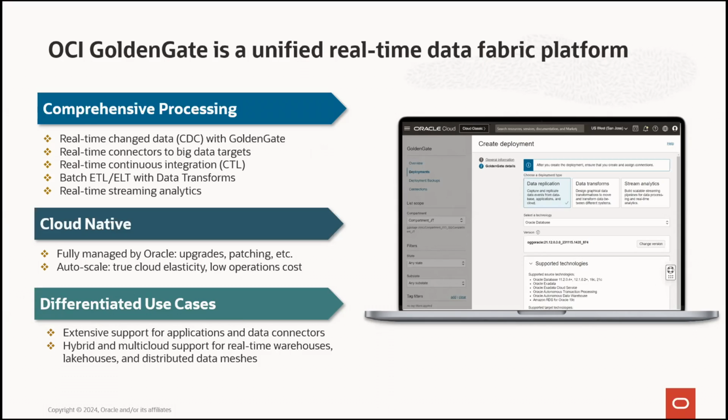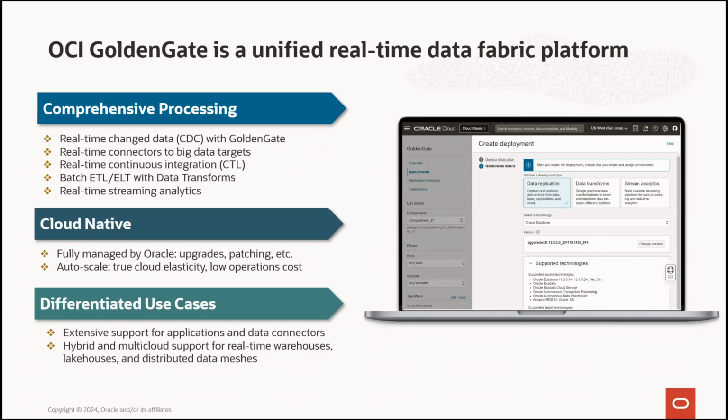And the other component of the OCI Golden Gate platform is data transforms, which provides batch ETL/ELT, so extract, transform, and load, or extract, load, and transform capabilities. This allows you, for example, to move data in real time using data replication into a staging area, and then have data transforms pick up the data from there and do micro batches for data warehousing and analytics type use cases. And then as part of the platform, we also have stream analytics deployments that are powered by OCI Golden Gate Stream Analytics.